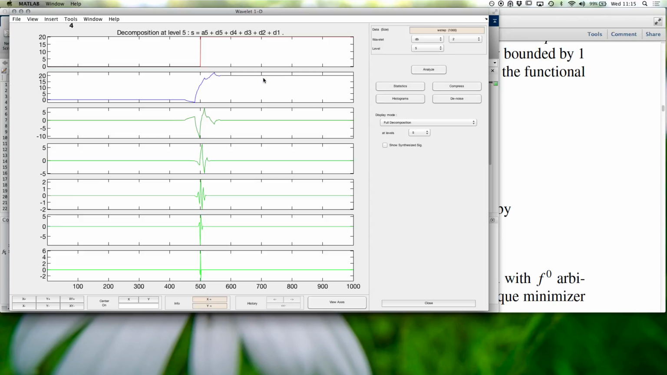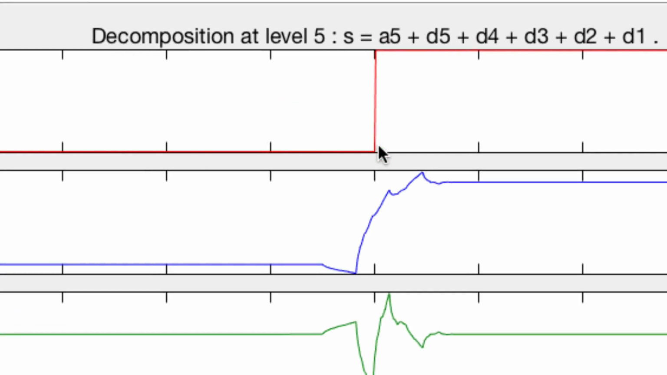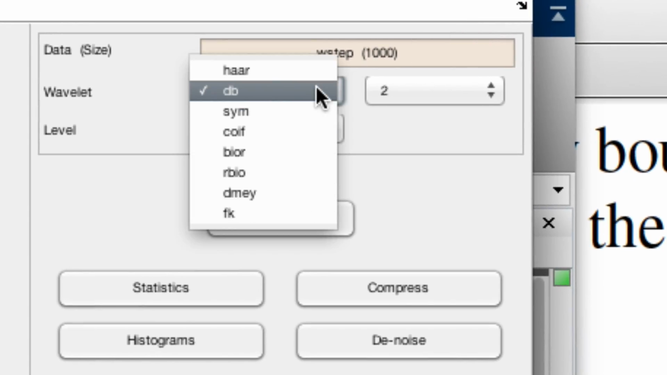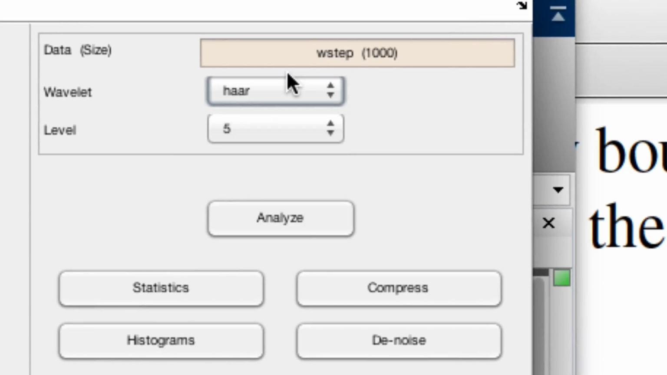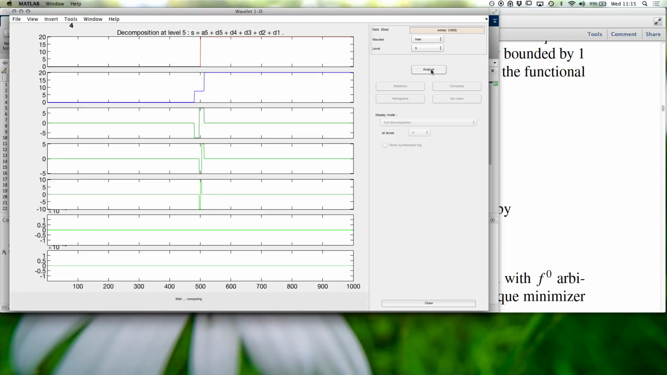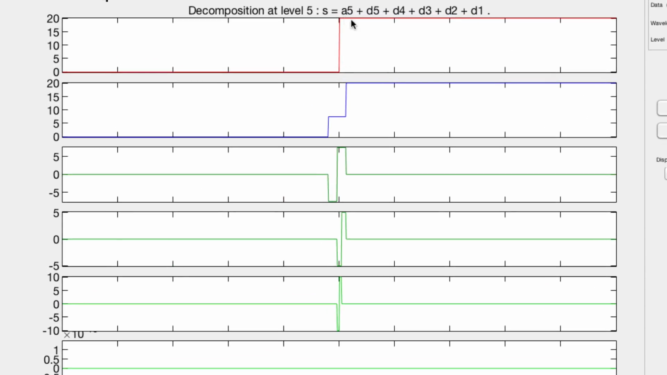signal. So here what we see is, first of all, an original signal in red that just has one jump here. And now here it's possible to change which wavelet to use. So let's use Haar, because that's what we use now in our work, and I'll push analyze. So now actually we see that there are consecutive approximations of this function.